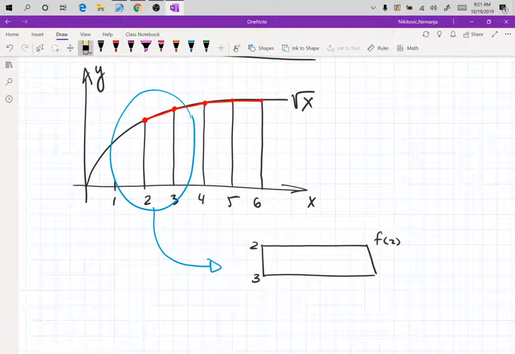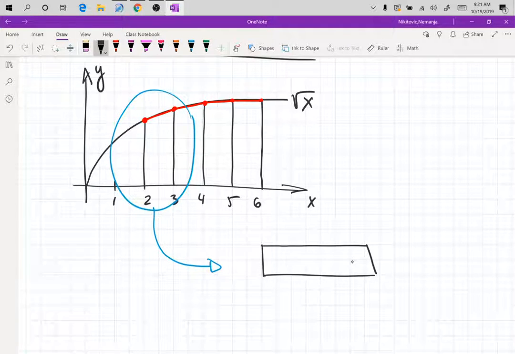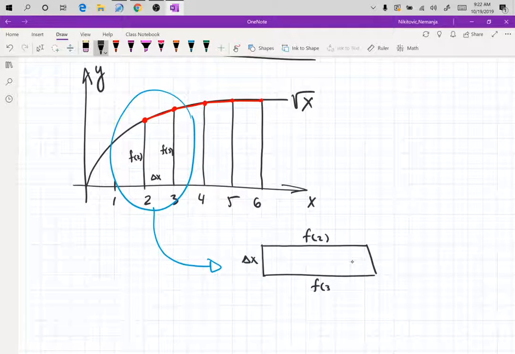Actually, you know what? I have to write these as lengths. So this is delta x length, that's delta x length. Then this over here is f of 2 length, which is the shorter one. And this is f of 3, which is the longer one. There we go. Maybe I should exaggerate more so we know it's a trapezoid.